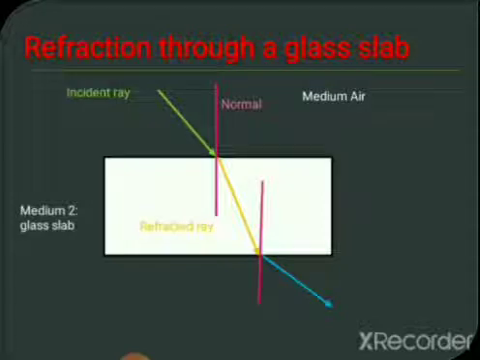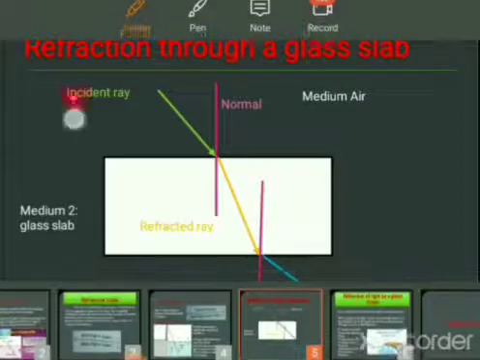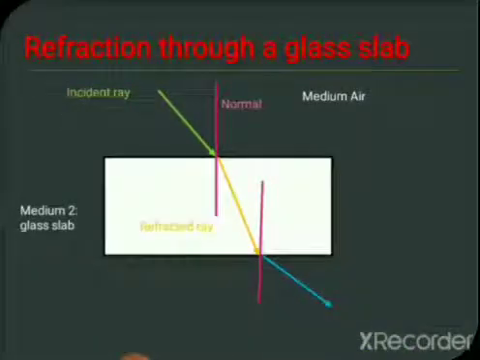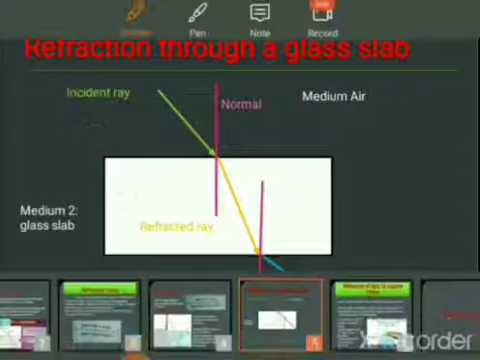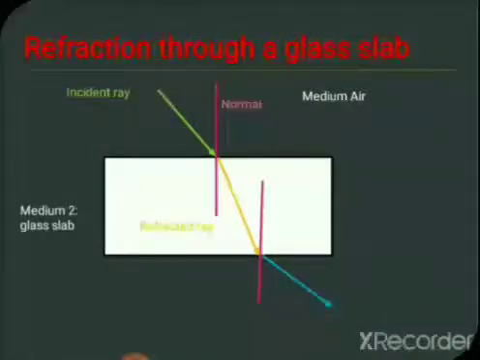Now this is a refracted ray, and the ray of light is going from a denser medium to a rarer medium. This was my rarer medium and this was my denser medium. Now what do you mean by rarer medium? Rarer medium means which has less density, and this has higher density. So this I'm considering as rarer medium, and this is highly dense, hence I'm considering it the denser medium.